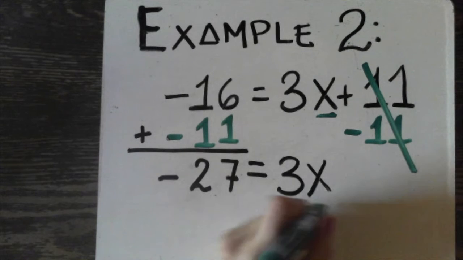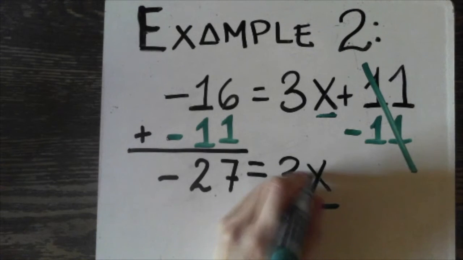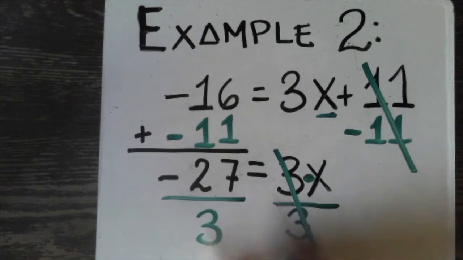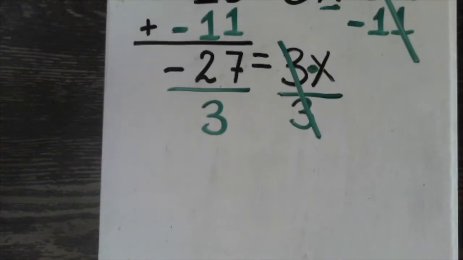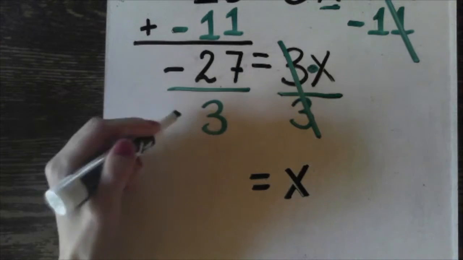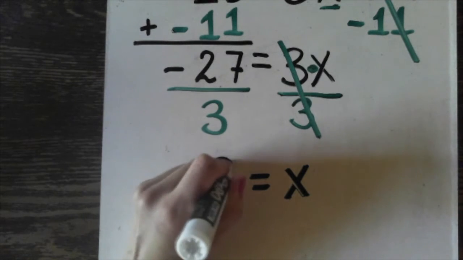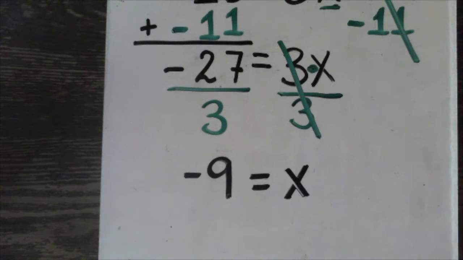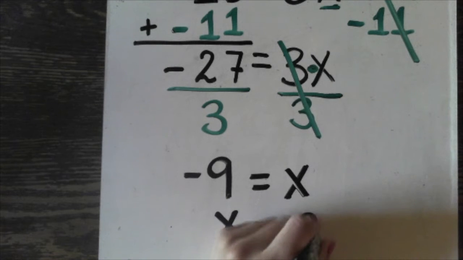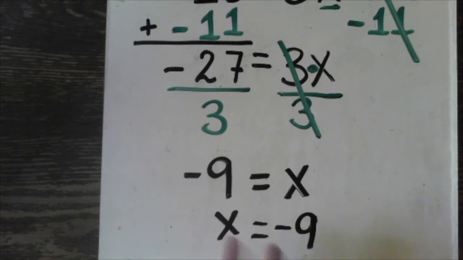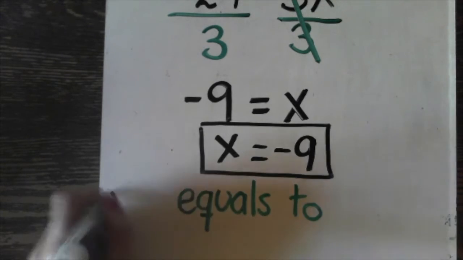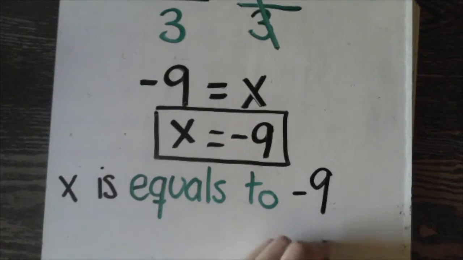The 3 and the x are multiplying, and so the opposite operation is division. I am going to divide by 3 on both sides, and negative 27 divided by 3 is going to be equal to negative 9, because 3 times negative 9 is negative 27. I like to switch this around and put the variable first, although with an equation, it doesn't make as big of a difference as it does with an inequality. This reads as x is equal to negative 9.